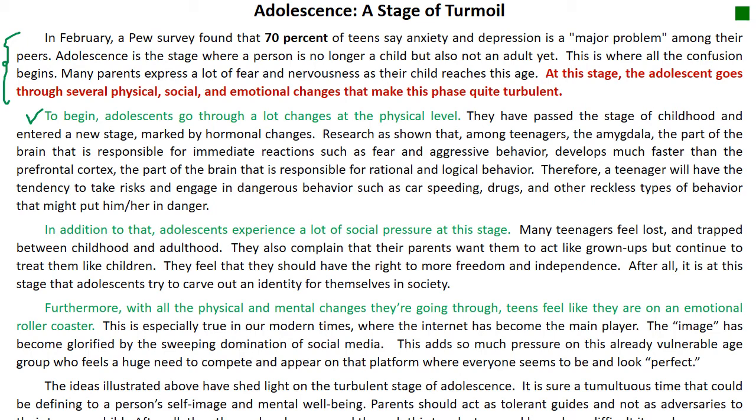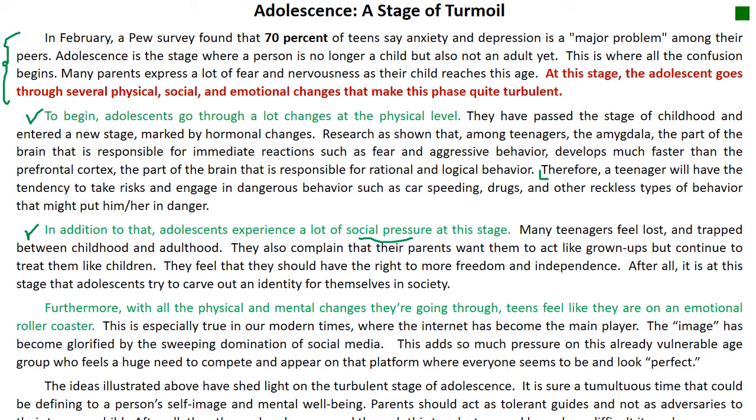So, the part of their brain that makes you be careful and think rationally is not yet well developed. Therefore, a teenager will have the tendency to take risks and engage in dangerous behaviors such as car speeding, drugs, and other reckless types of behavior that might put her in danger. Okay? So, on the physical level, parts of the brain aren't yet developed, which will make some teenagers engage in dangerous behavior. Second body paragraph, social pressure.